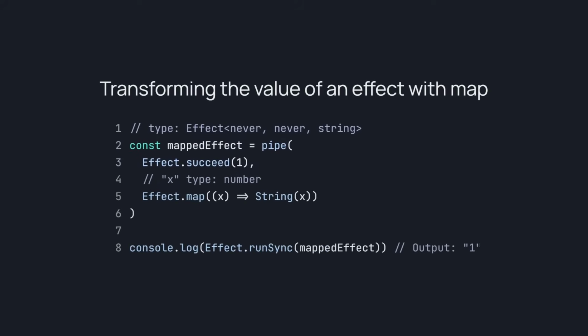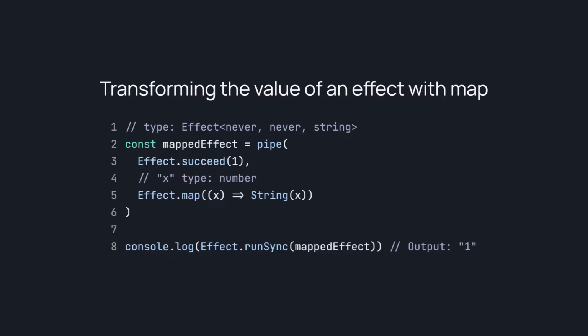The map function is simple. It applies the function passed to it to the value inside an effect, and returns a new effect whose value is the output of that function. In this example, the function passed to map takes in a number, in this case the one value from the previous effect, and converts it to a string. When we log the result after running the effect, we can see the output is a string 1.